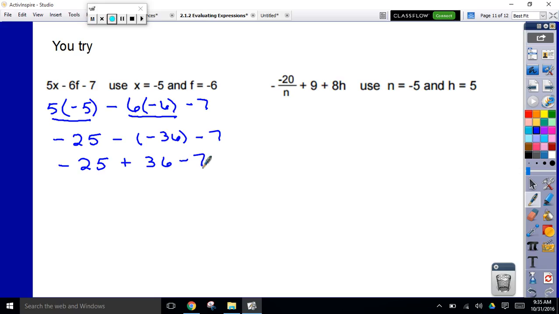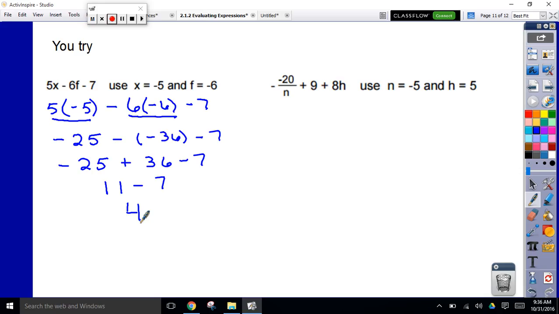Okay, so I'm going to start with the negative 25 plus 36. Different signs, subtract, and it's going to be positive because my larger number is positive. 36 minus 25 is 11. So I have 11 minus 7, which is 4. Okay, any questions about what I did? Okay, let's take a look at the next one.